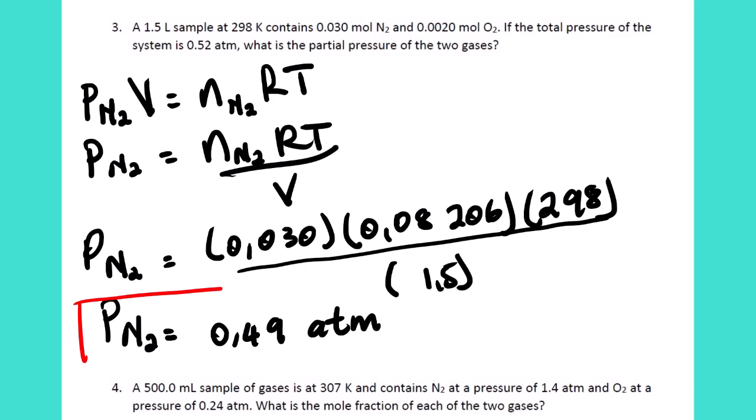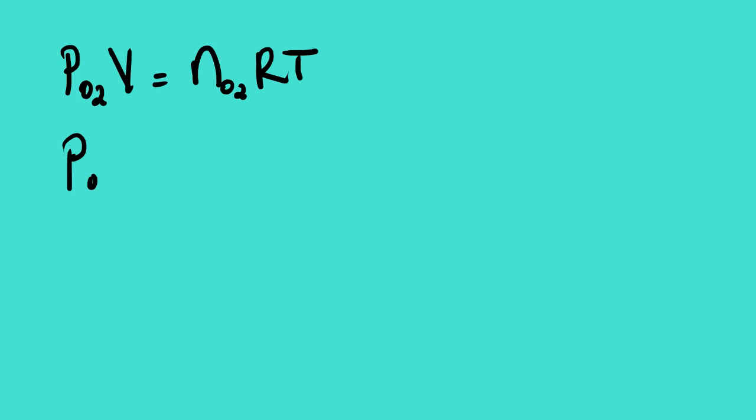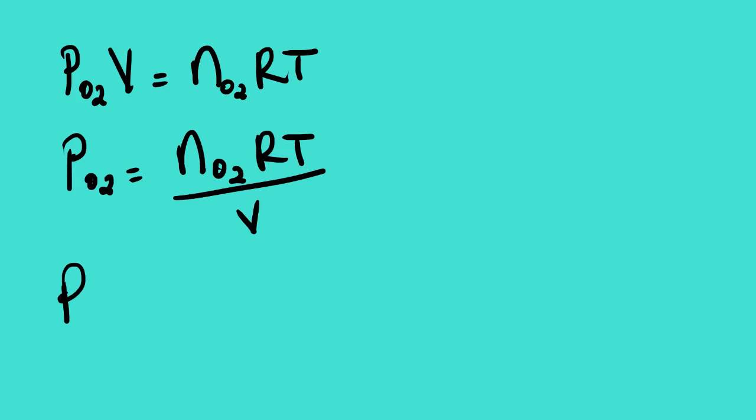So this is the first partial pressure. Then let us go ahead and use the very same method to find the partial pressure of the second gas, which is oxygen. So PO2 V is equal to nO2 RT. Divide both sides. We are going to get PO2 is equal to nO2 RT all over V. PO2 is equal to the number of moles of oxygen.